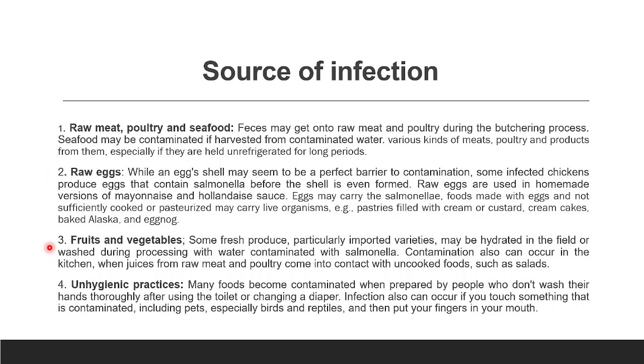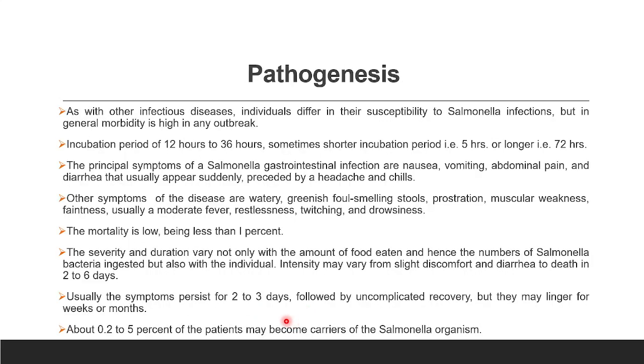Third is fruits and vegetables. During mishandling of food, fruits and vegetables also become a source of infection. Then unhygienic practices, like not washing hands after using the toilet or after changing a diaper, or the excreta and sheddings of pets or reptiles, are also sources of salmonella infection.